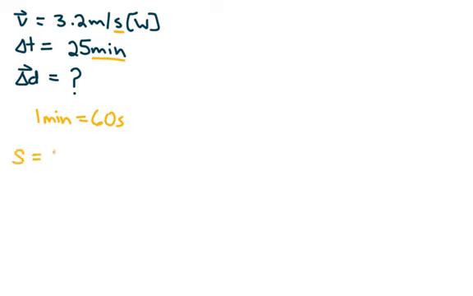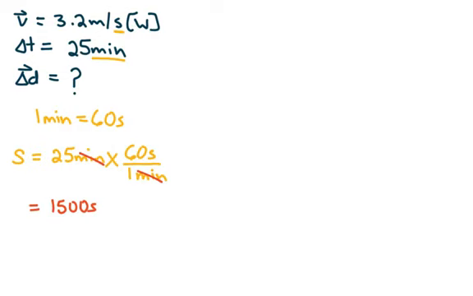So I want to know how many seconds is in 25 minutes. I'm going to use the 1 minute equals 60 seconds as my conversion factor. I'm going to put 60 seconds on top since I want seconds as my unit. I'm going to put 1 minute down below so that I can cancel the minutes unit out. And when I do my math, I get 1,500 seconds.